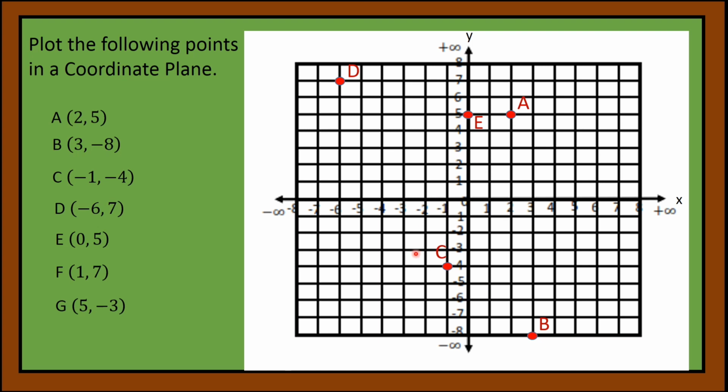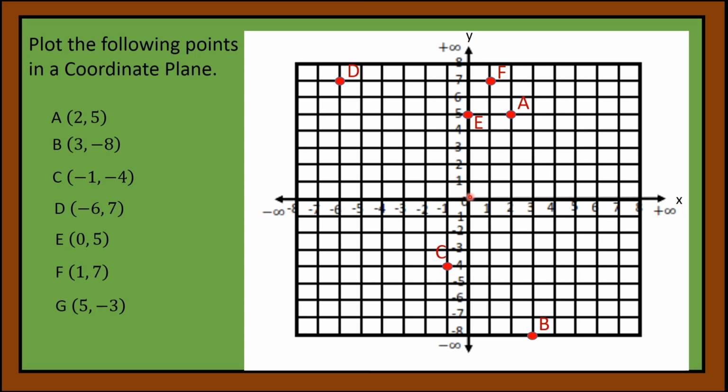Next, positive 1, positive 7. Since both are positive, this will be found in quadrant 1. So from the point of origin, going to the right, we have positive 1. And then positive 7 from the point of origin, going up. Okay, 7 steps upward. And then this will be the point. So point F.